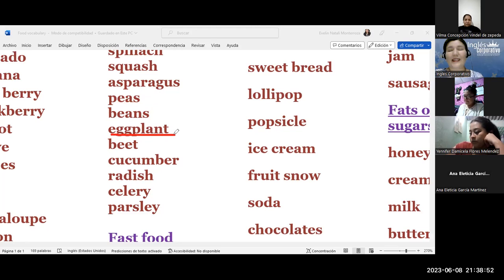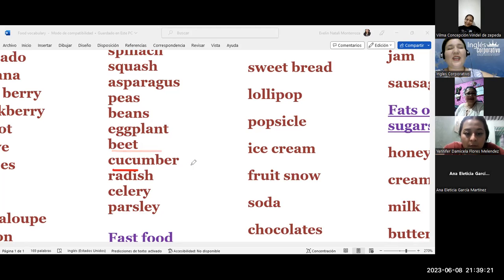The eggplant is berenjena. Eggplant, berenjena. Beet is remolacha. The beet is remolacha. Tampoco me gusta eso. Oh, no, come on. And the Russian salad? La ensalada rusa? Tampoco. No, no me gusta. Oh, my goodness. No, that's not from God.